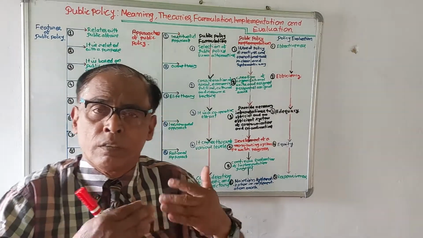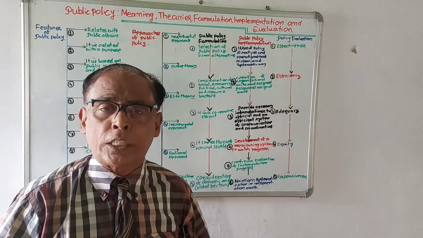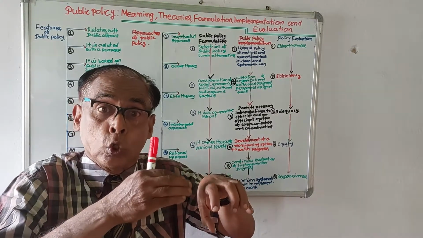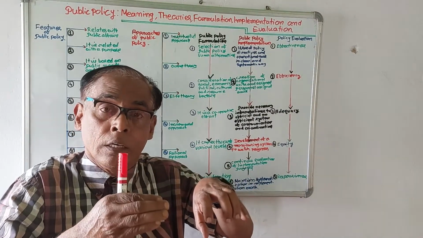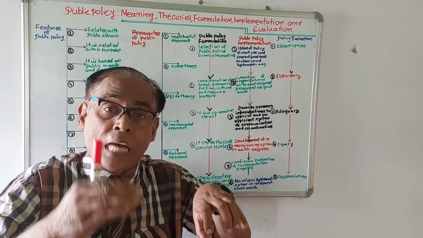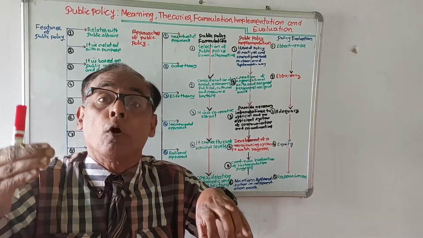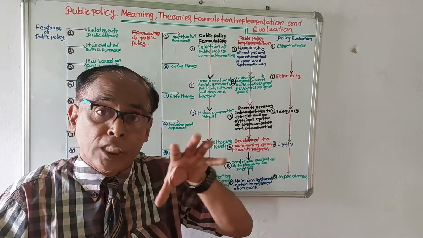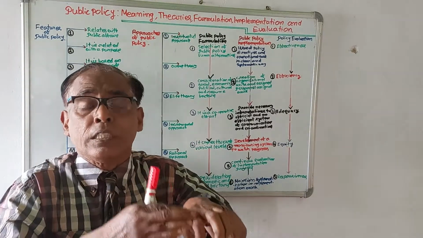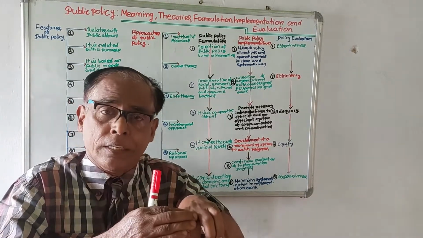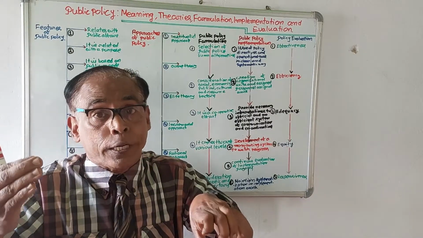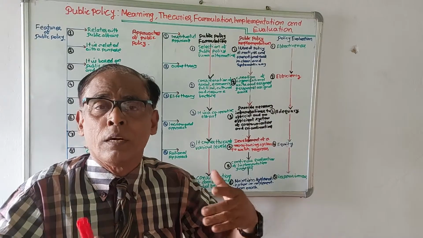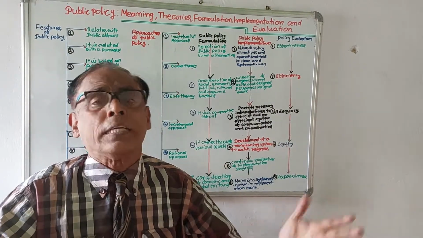And number 2, efficiency. It means for the implementation of public policy, money is spent. But proportionately to the money spent, have people got that much benefit or not? It is efficiency. No doubt money is spent. But on the basis of expenditure of money, have people got that much profit or not? Otherwise, money will be spent unnecessarily.